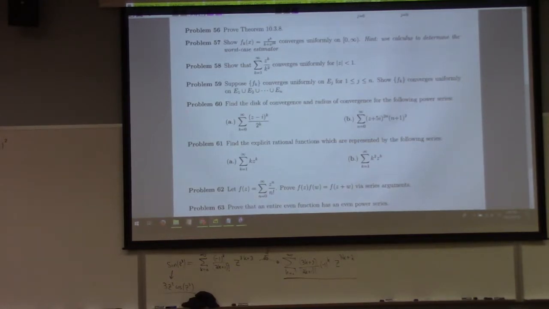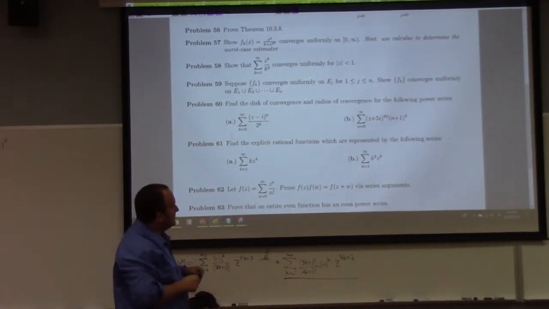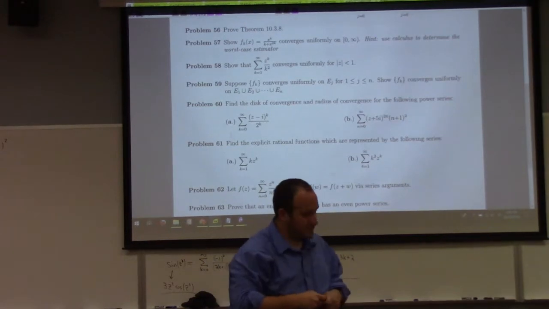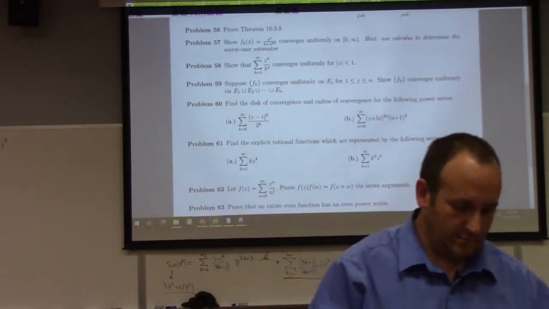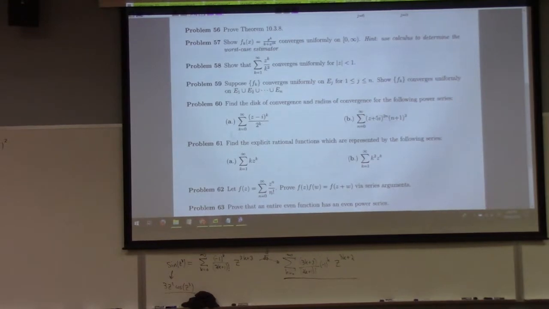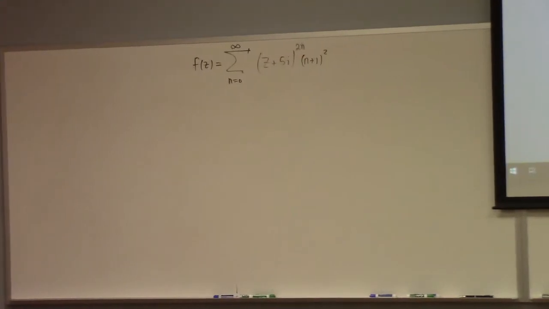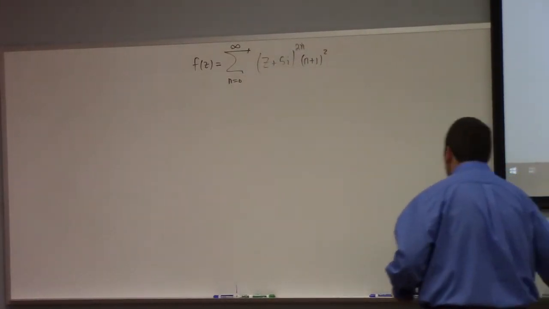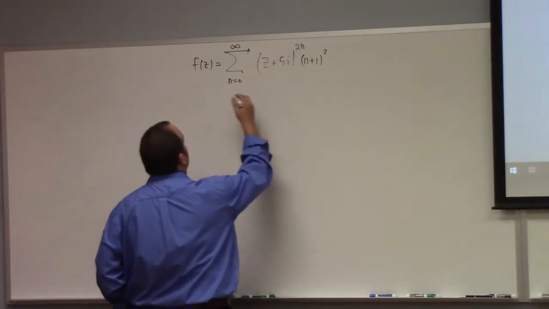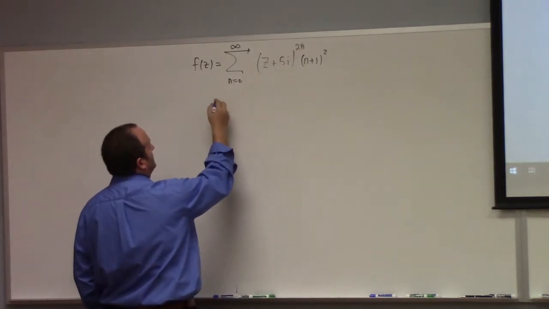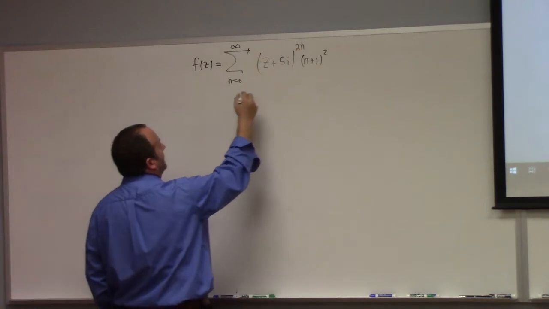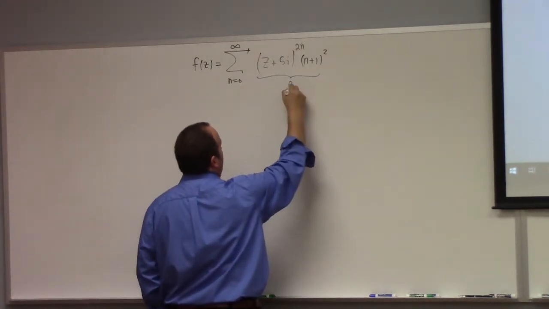And this is my f of z or something? I didn't even give it a name. So we want to figure out what's the radius of convergence? Okay, so I usually think of this thing as being my a sub n.